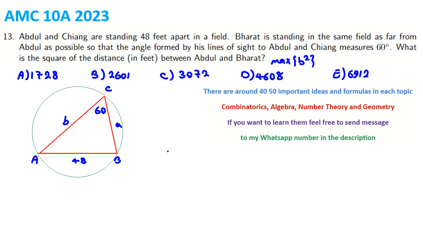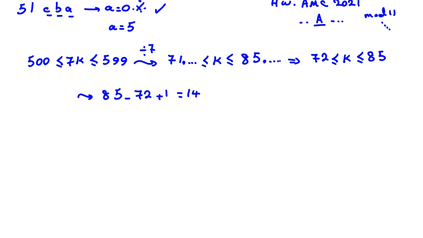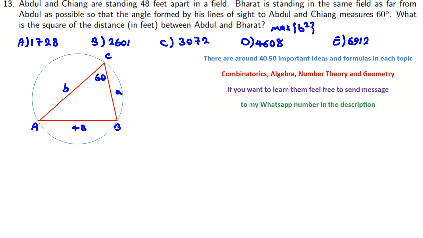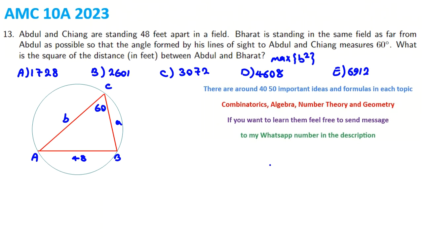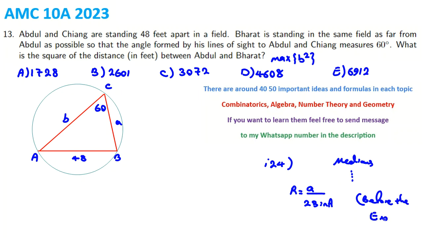And now, the radius of this circle. In geometry, I told you we have four important lines: medians, angle bisectors, perpendicular bisectors. For example, in perpendicular bisectors, R is A over 2 sine A. This part is important. Also, before the exam, I said you should memorize these formulas, 40, 50 important formulas, especially in geometry. One of them is this, the length of circumradius. So here, if we use it, it will be A over 2 sine A.